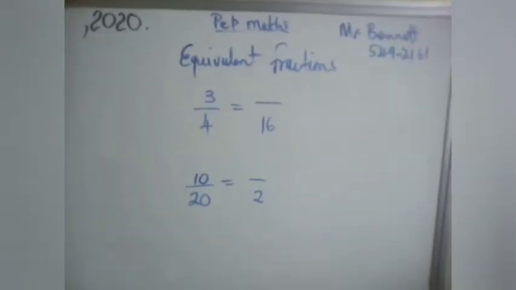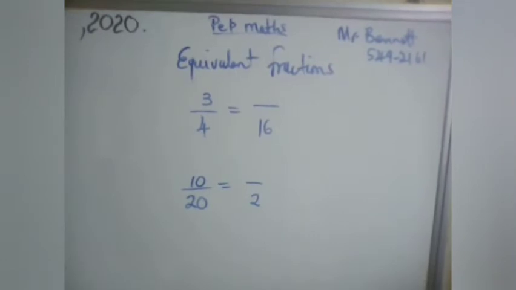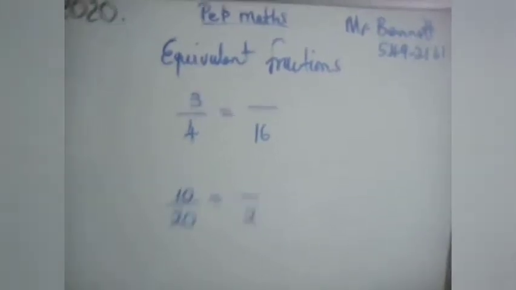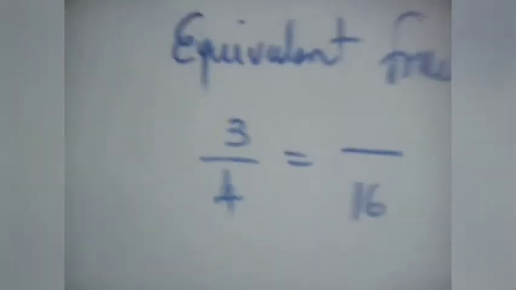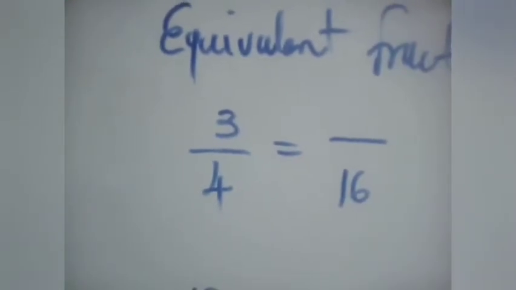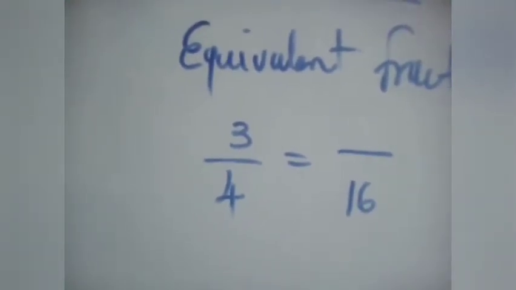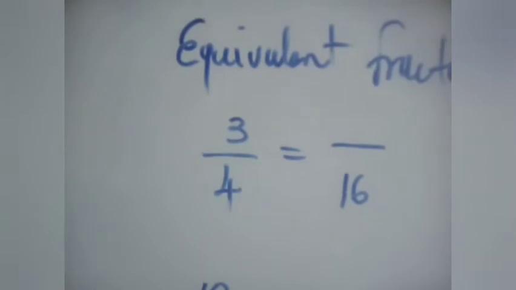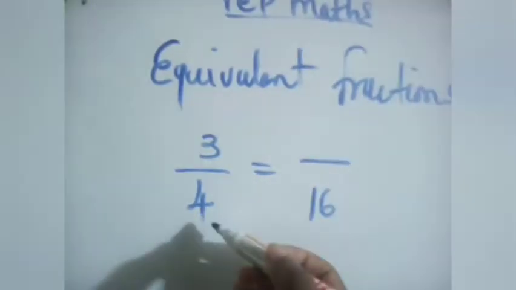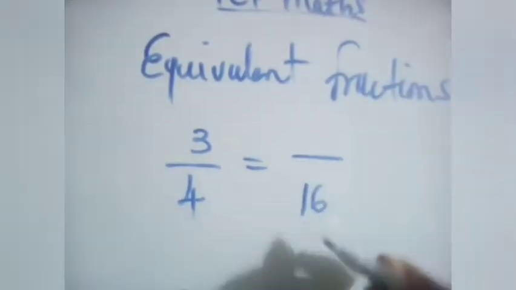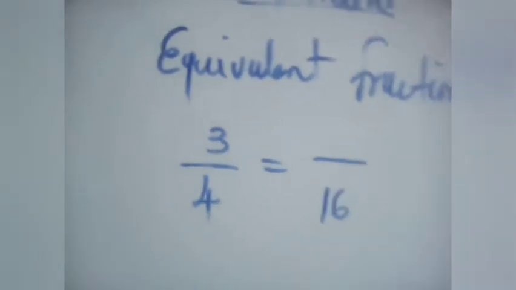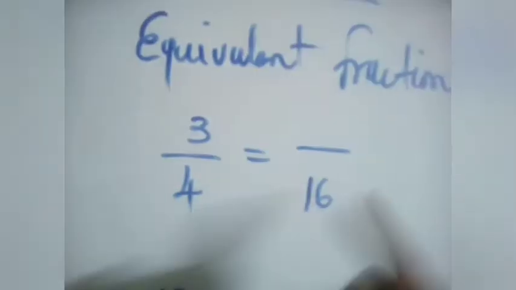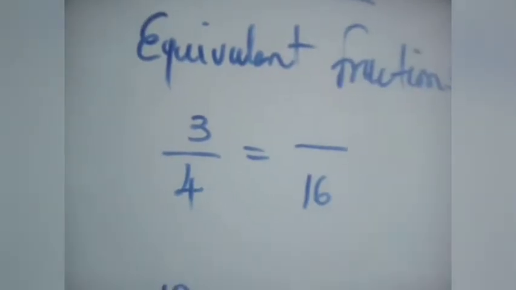Alright, so we'll be looking at equivalent fractions. What equivalent fractions mean is that when both fractions are broken down to their lowest term, they are the same. Now we have 3/4 is equal to blank over 16. So we need to find the value of this to make both fractions equivalent, or the same.